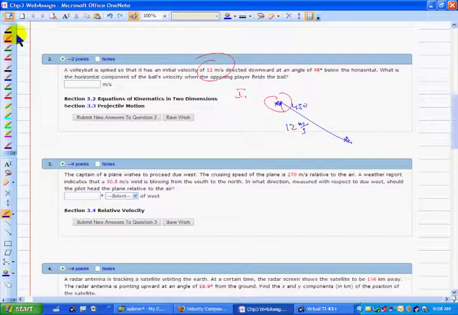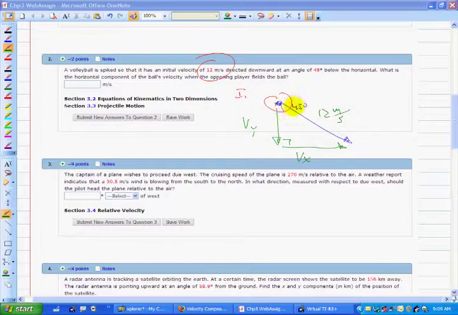So the trick is to realize that when you hit a volleyball and you spike it down at an angle, you're really doing two things. You're hitting it down in the y direction, and then you're hitting it across the court in the horizontal direction. This is a right triangle. Right here, this is a right angle. And our hypotenuse was given as 12, and all we're going to do is find the velocity in the x direction. That's horizontally.